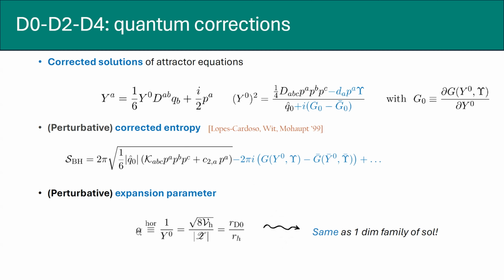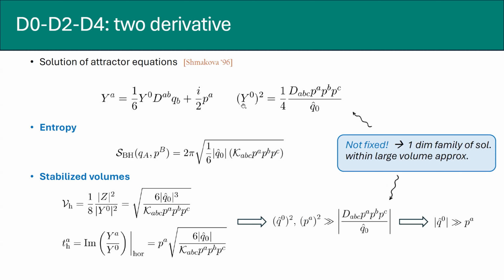But this alpha now, you may start seeing that it is a pretty common object that is appearing more and more times, because not only was it the expansion parameter controlling the higher genus corrections, but by definition it is also 1 over y0. And this y0, let's go back one slide, is the parameter which allows us to move inside this one parameter family of solutions.